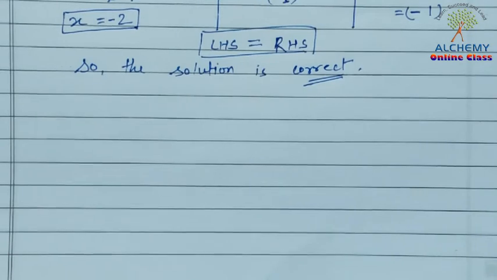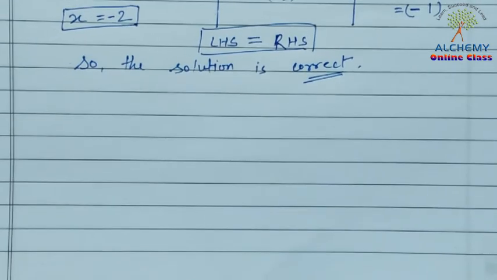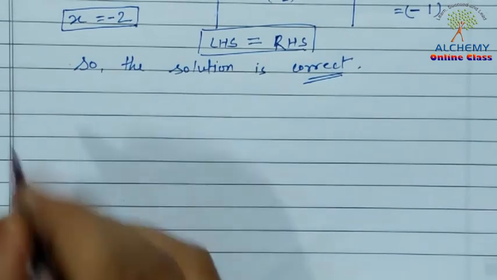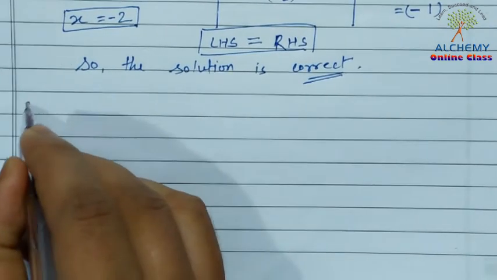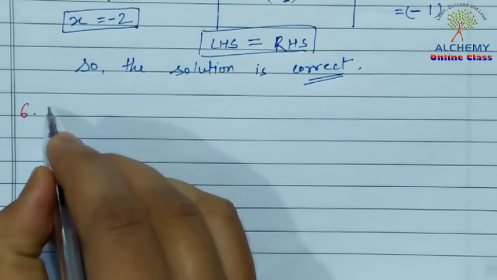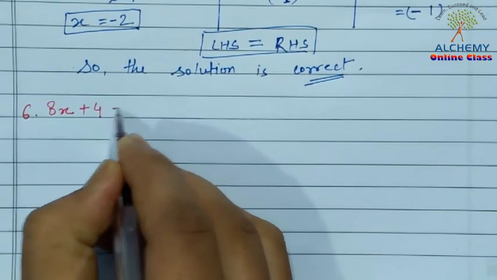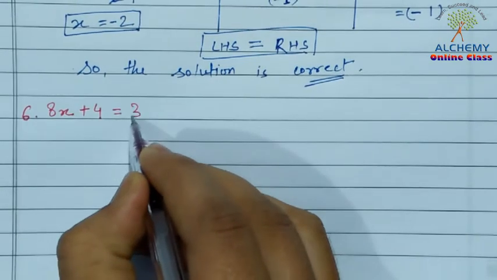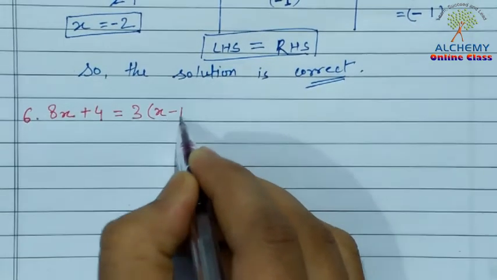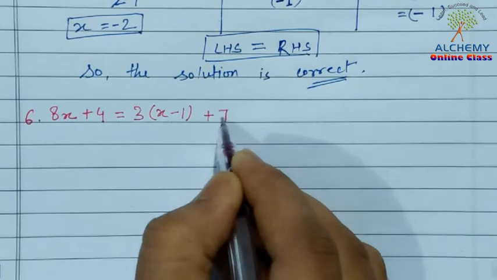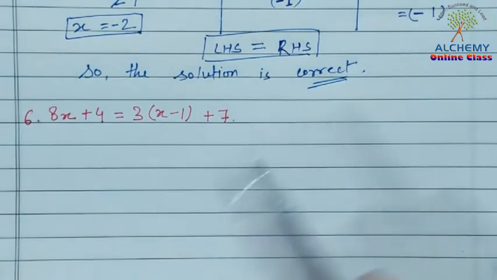The next question that we all are going to see here, that is question number 6. Okay, so let's see the question number 6. Question number 6 is 8x plus 4 is equal to 3x minus 1 and plus 7. Okay, let's see how we can solve this question.